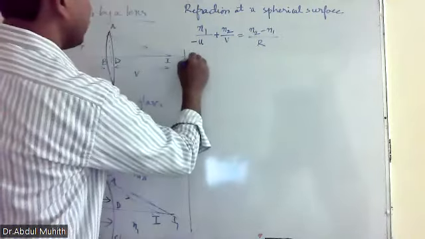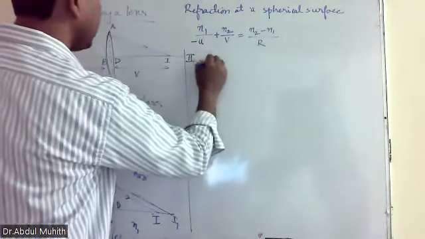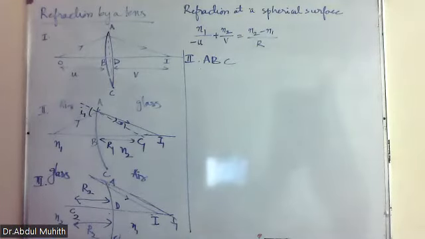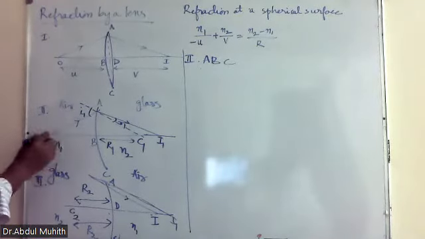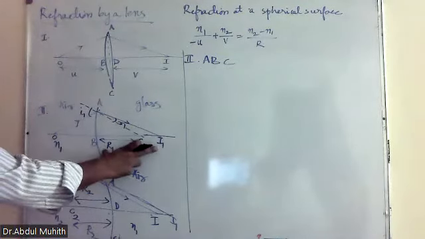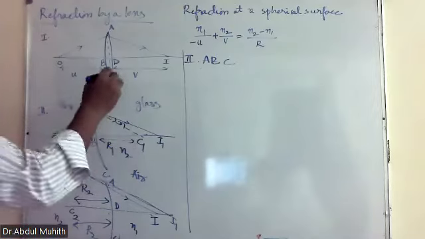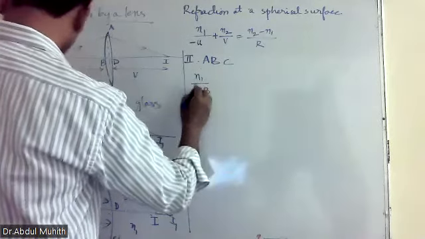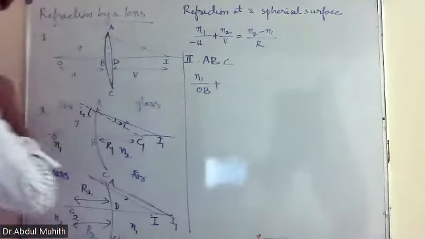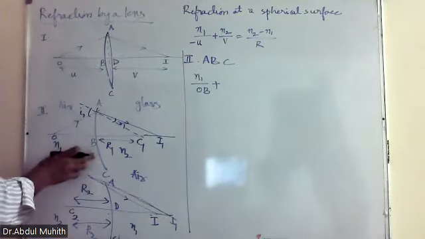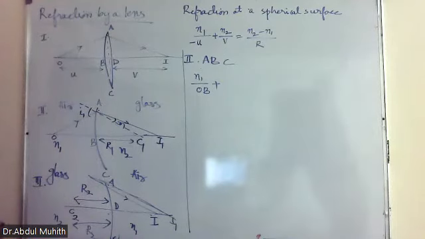In the second diagram, ABC is the surface. For this ABC, the second surface will be ADC. In ABC, what we are going to take now, N1 by OB. This is the object distance, U, and this is the image distance, V, and N2 minus N1 by R. So we are taking here N1 by OB plus, because it is minus U, because we are taking from here to here. Negative of negative will become positive.